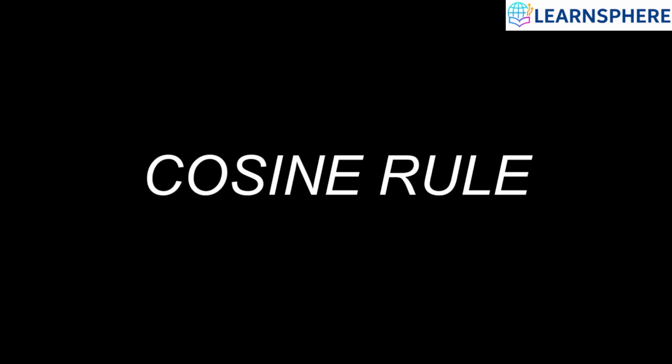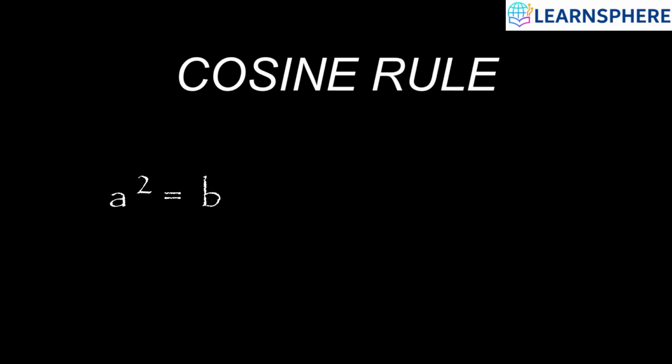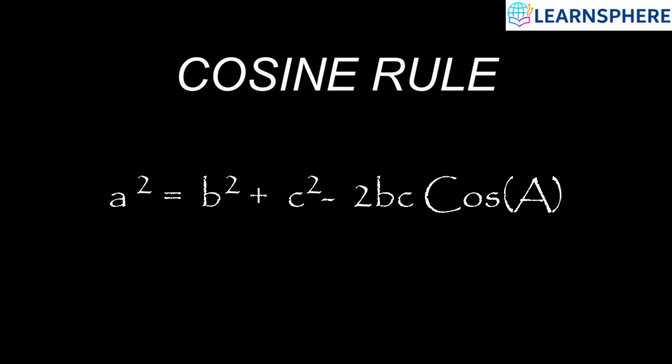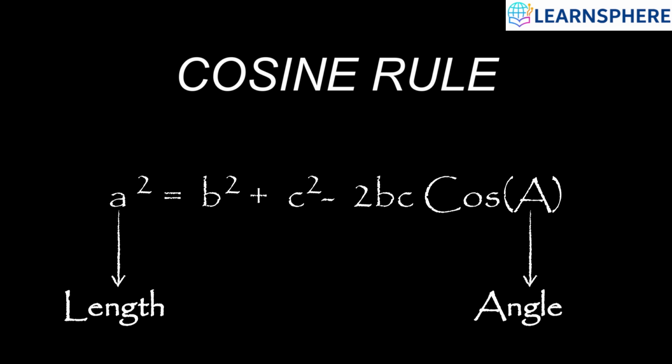The formula for cosine rule is a squared equals b squared plus c squared minus 2bc cosine A, where in this formula, we are generally solving for either small letter a or capital letter A. Small letter a represents the length, and capital letter A represents the angle opposite of this side. Let's take a look at a few examples in how to apply the formula.